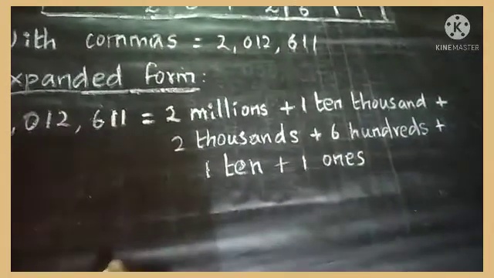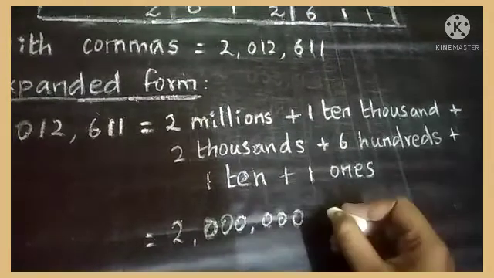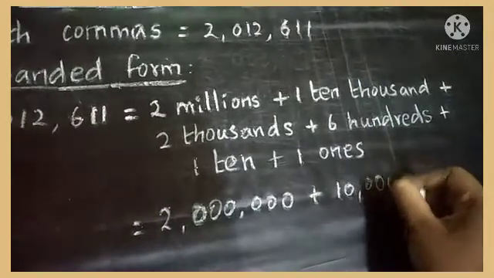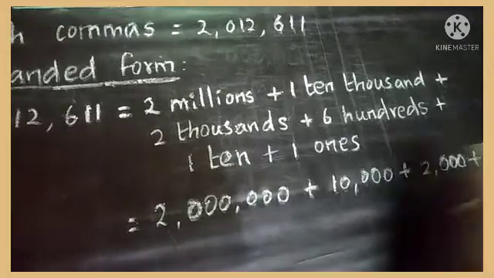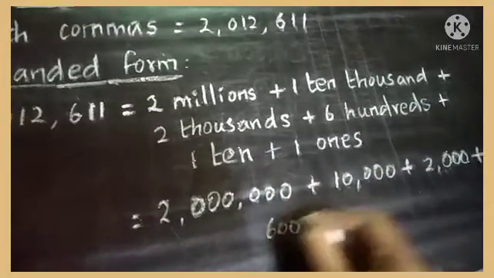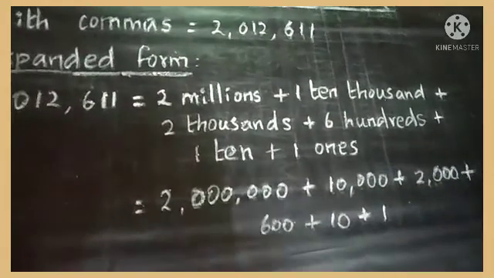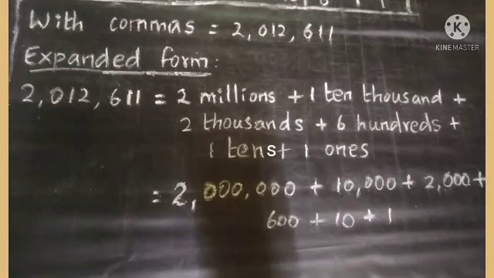which equals 2 millions. Write 2 followed by 6 zeros plus 10,000 plus 2,000 plus 600 plus 10 plus 1. Now we get the expanded form of 2,012,611 is equal to 2 million plus 10,000 plus 2,000 plus 600 plus 10 plus 1.